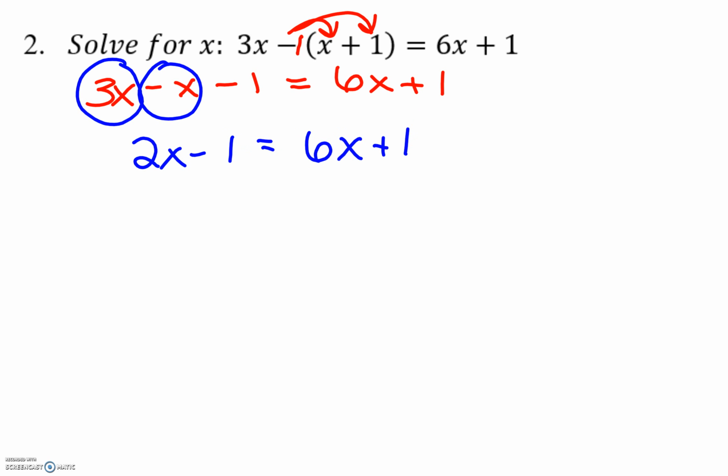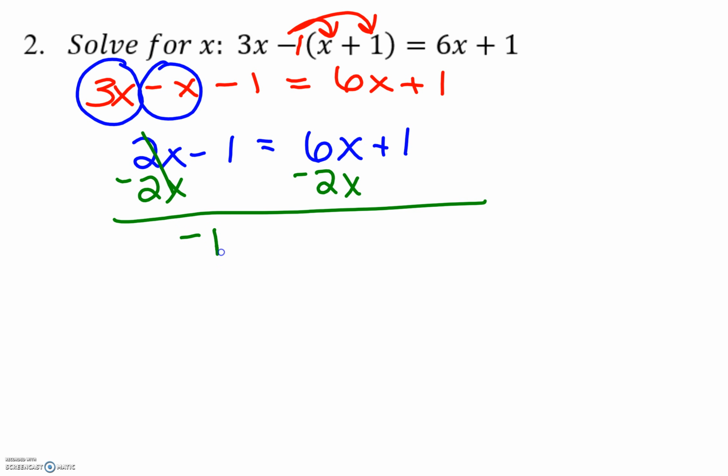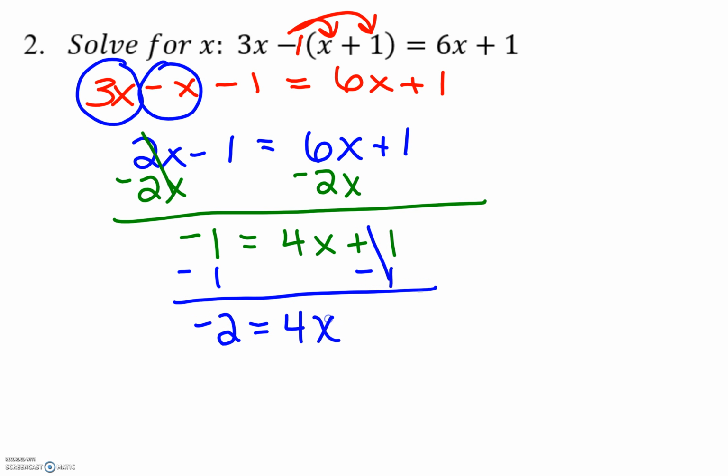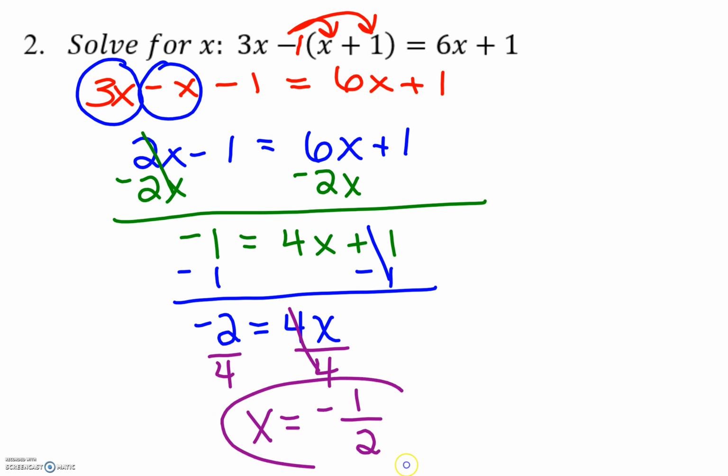We're going to bring our variables to one side. So now we're left with negative 1 equals 4x plus 1. Now we need to bring this one over to the negative 1 so that our constants are on one side. And then from here, we're just going to divide out by 4. And x is equal to negative 1 over 2. Remember, if you want to check your answers, just take this x that you got and substitute it into the original equation. And then the left side should equal the right-hand side.